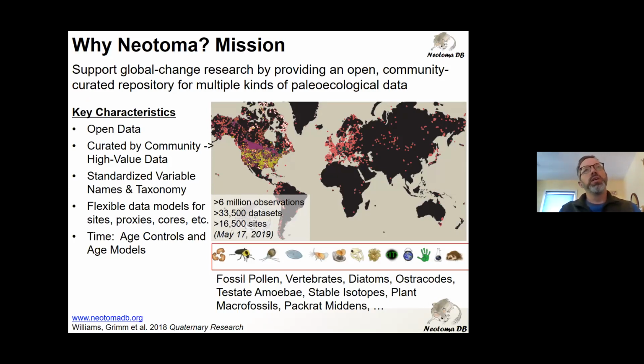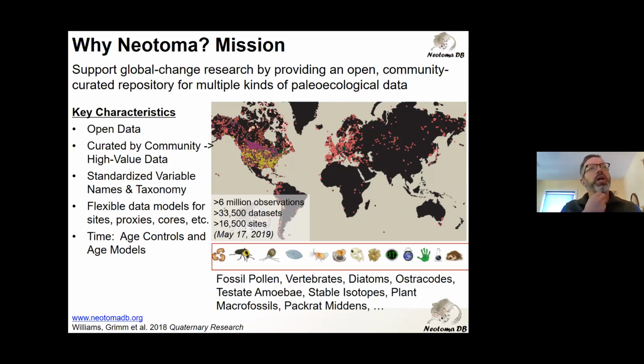We have our data model able to handle multiple cores from a site, multiple samples from a core. It's a very flexible data approach. And then I'll talk a little bit more about flexible ways of handling time through our storage of the radiocarbon dates or other age controls, and then the inferred age depth models.